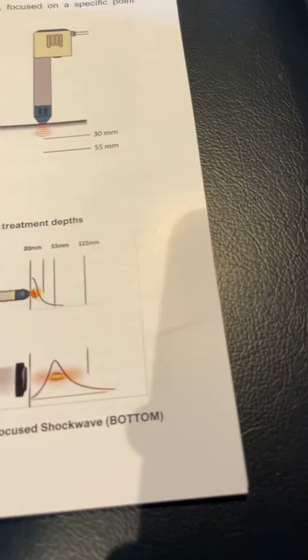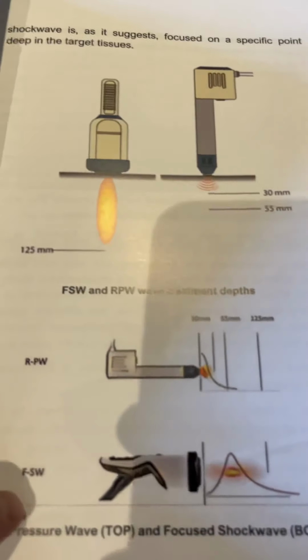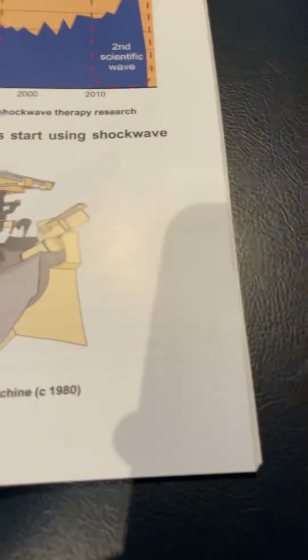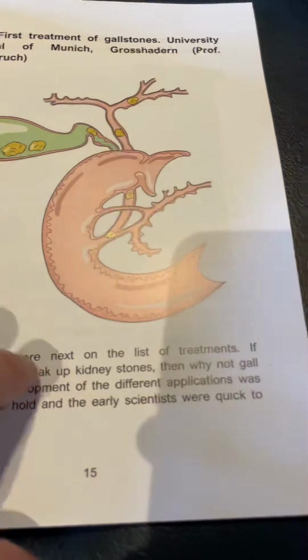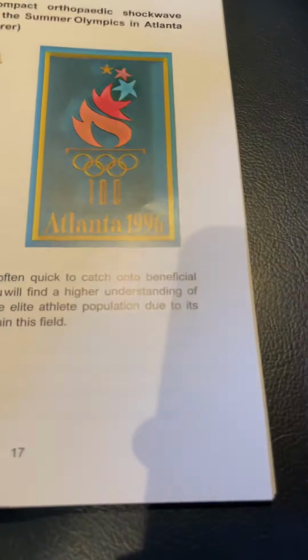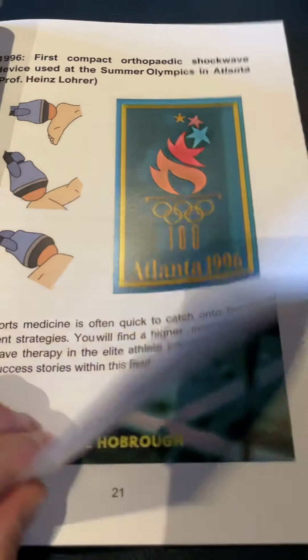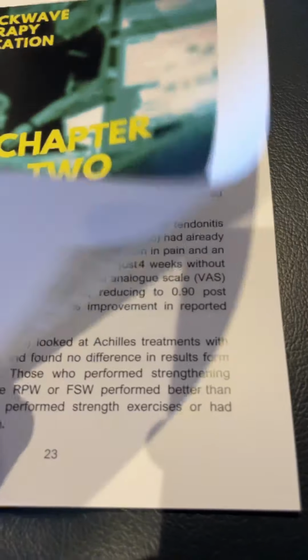Start to talk about different types, focus and radial, some good illustrations. Go through lithotripsy and the scientific waves, right the way through how it was used in the Olympics. And we get into the research.